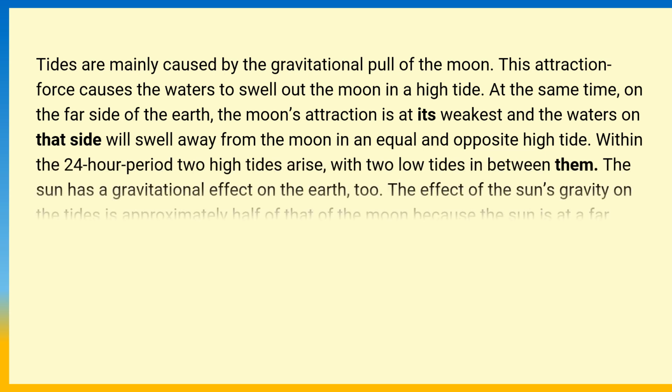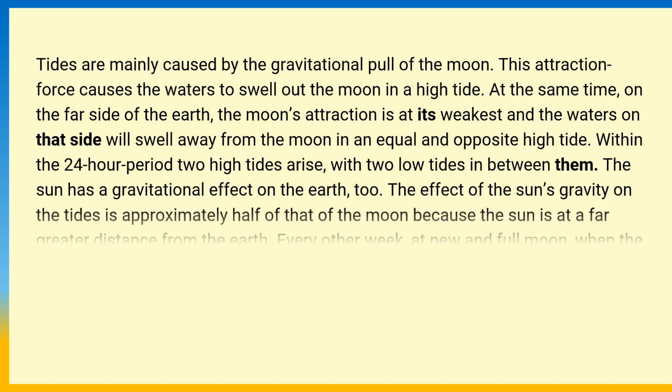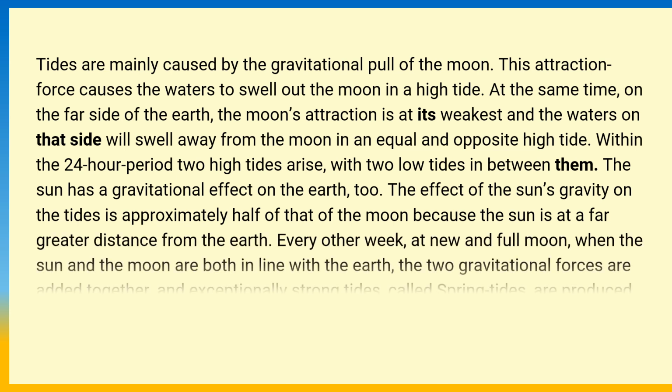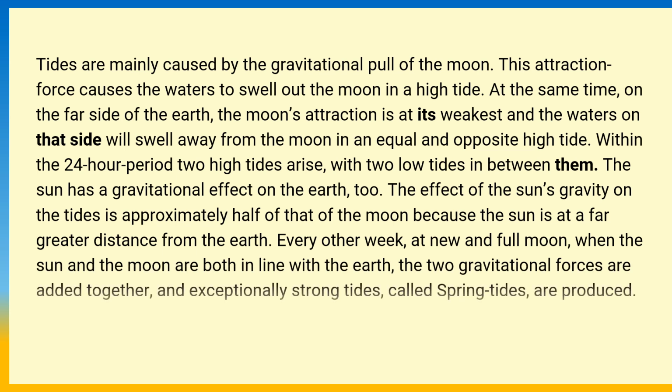The sun has a gravitational effect on the Earth, too. The effect of the sun's gravity on the tides is approximately half of that of the moon because the sun is at a far greater distance from the Earth. Every other week, at new and full moon, when the sun and the moon are both in line with the Earth, the 2 gravitational forces are added together, and exceptionally strong tides, called spring tides, are produced.